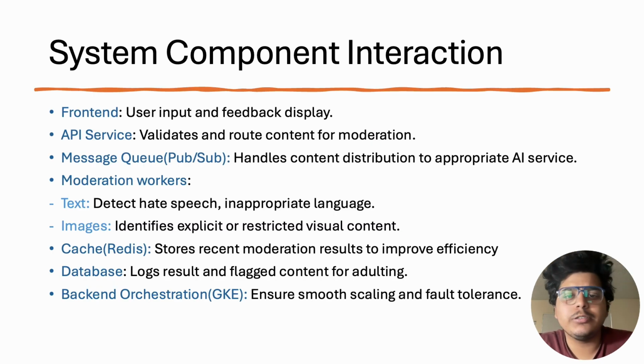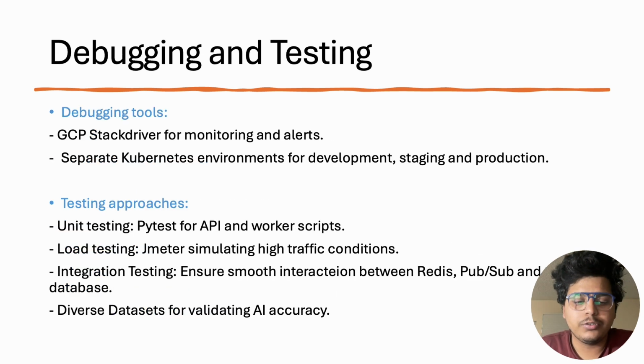Each component in the system plays a critical role. The frontend collects the user input and displays the moderation result. The API validates these inputs and routes them to the appropriate services. Moderation workers analyze the content using AI APIs. Redis speeds up the processing by caching results for repeat submissions, while Cloud SQL stores all moderation logs for audits. Finally, GKE ensures that the system scales dynamically to handle varying traffic loads.